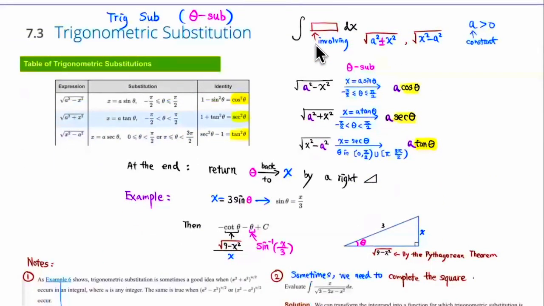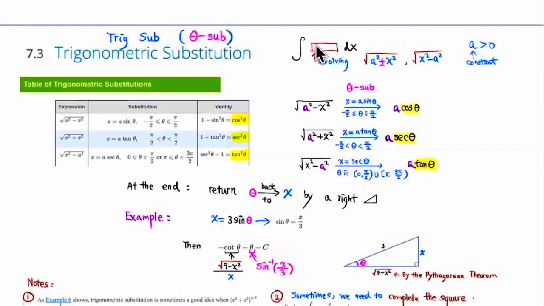In 7.3, we talk about trig sub. Trig sub is what you use when you integrate a function of the square root of either a squared minus x squared, a squared plus x squared, or x squared minus a squared. One of these three forms. When the integrand involves this, think about the trig sub. Sometimes they call it theta sub. So you let x equal to what?